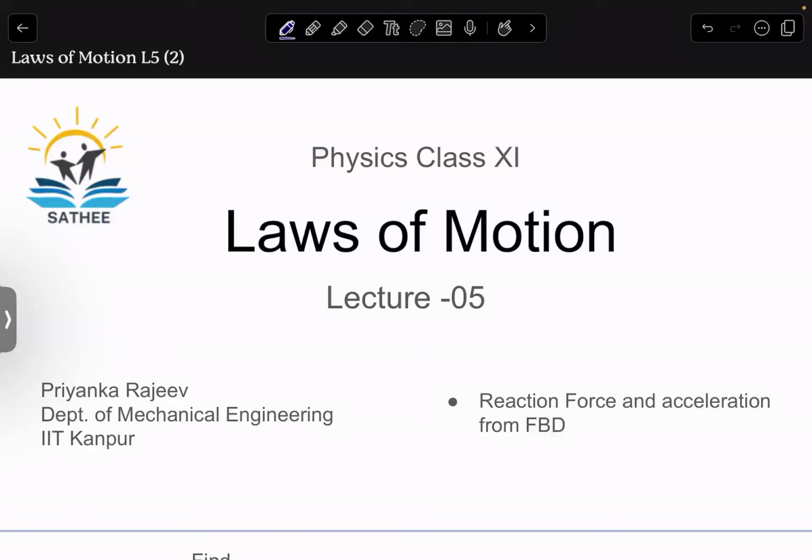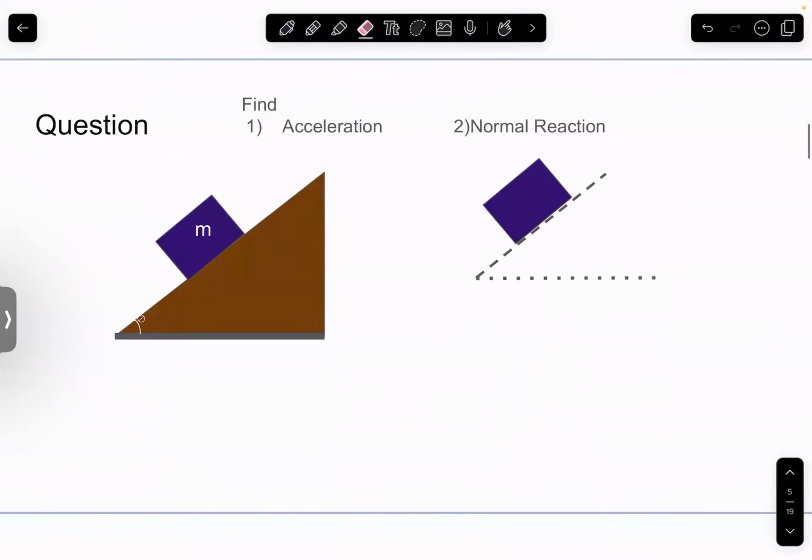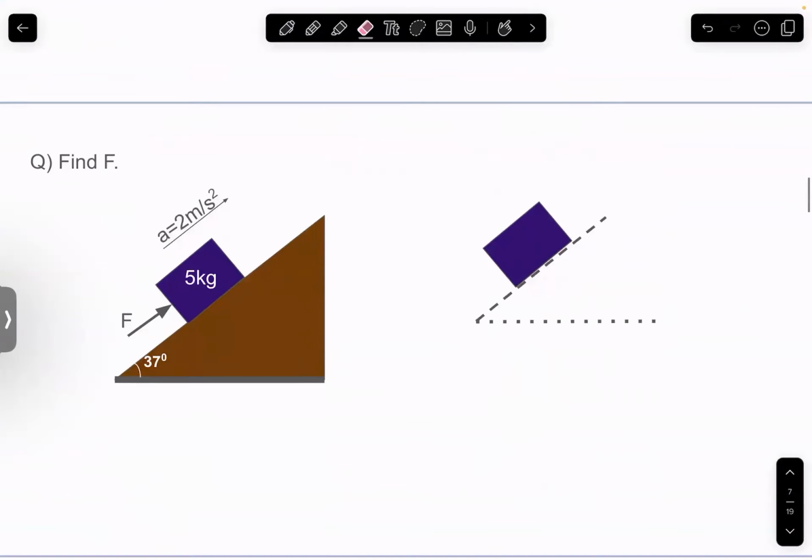Today we'll be continuing the discussion on reaction force and acceleration from free body diagram. So we were discussing how to find the acceleration and normal force from the forces that are acting on the object. Now we will see one example problem where you have to find the force from the acceleration given. You can see the diagram given here.